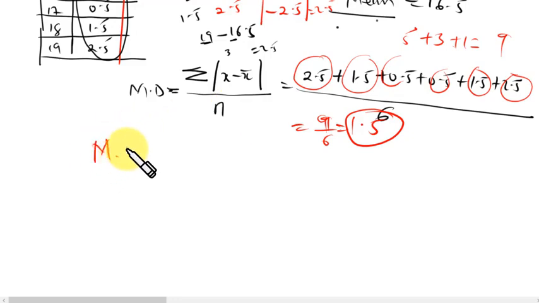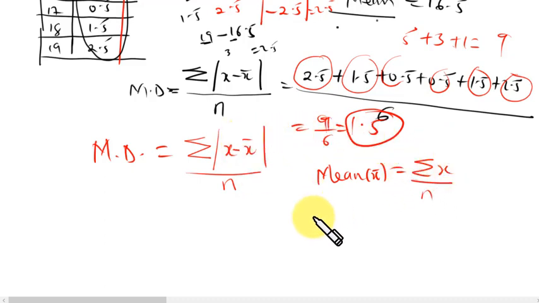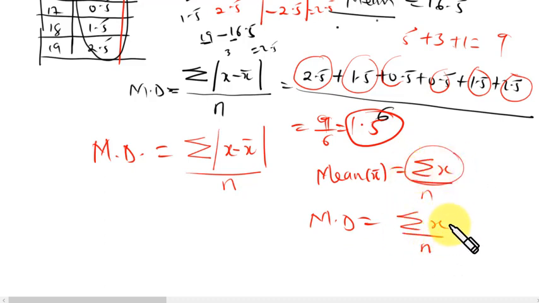So the formula for finding the mean deviation is the sum of the absolute value of the difference between the individual values and the mean, divided by the number of values. Please don't confuse this with the mean. The mean itself, the x bar, is the sum of the x divided by n, for ungrouped data. But if you are finding the mean deviation, you have to edit this a little bit. So the sum of the x on n, then you subtract the mean itself, then you take the absolute value, and you get the mean deviation. As simple as that.